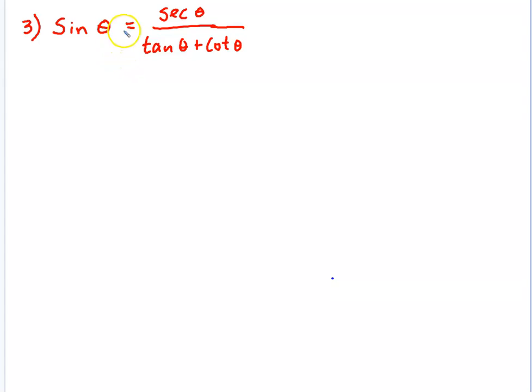Just looking at what we're given, I'm going to convert the right side of this equation so that it looks like the left side. So I'm just going to turn the right side into sine theta. The first thing I'm going to do is remember that secant is a reciprocal function, so I'm going to turn secant theta into 1 over cosine theta.